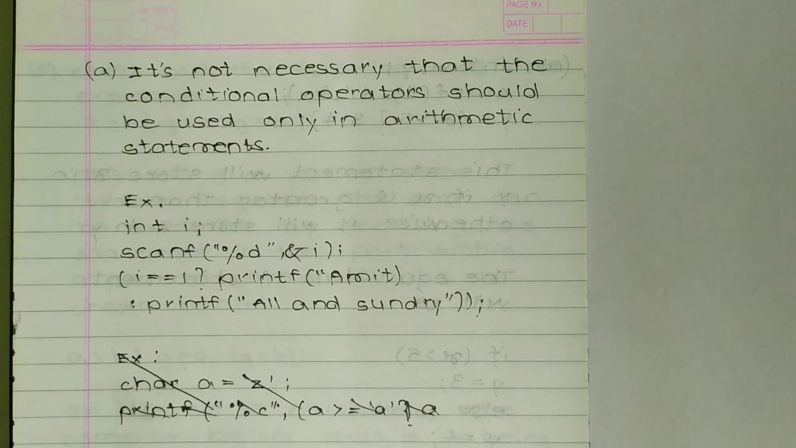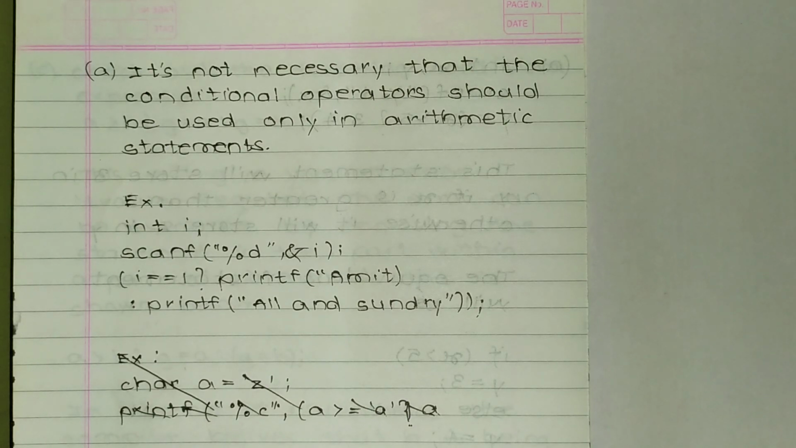It is not necessary that the conditional operator should be used only in arithmetic statements. That means it should not only be used in arithmetic statements. Example: int i, scanf %d, &i. So i equal to 1 question mark printf Amit, or colon printf Sundry. That means these are different statements, that is print Amit or printf another statement.